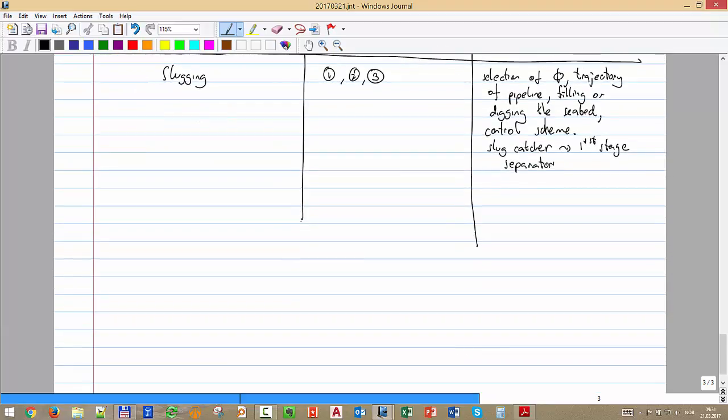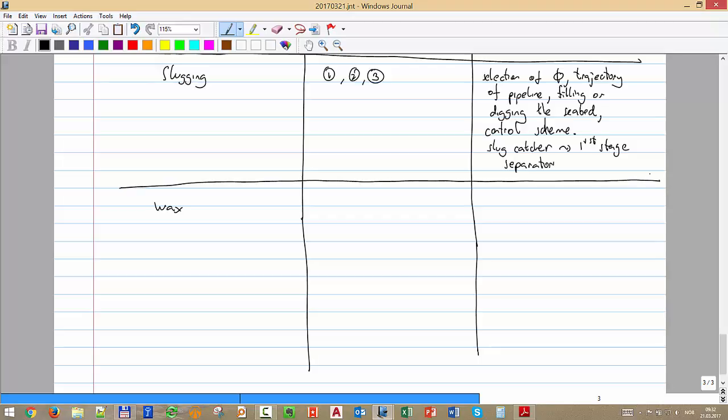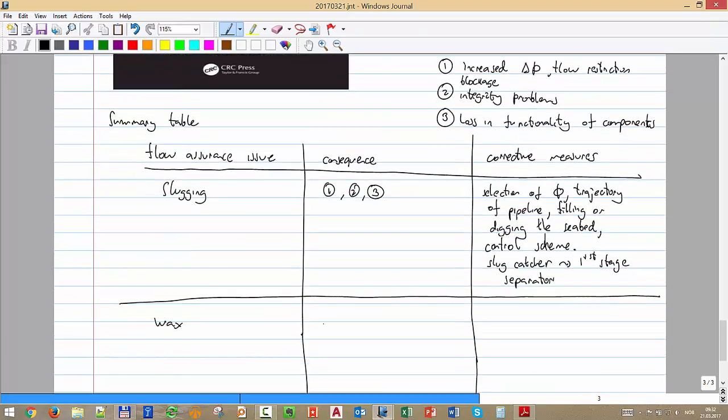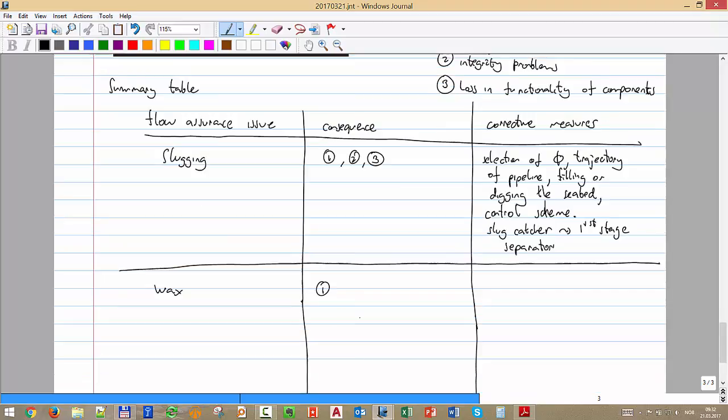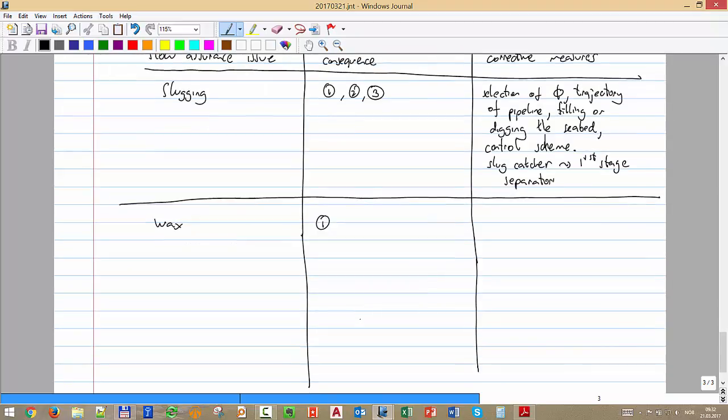Okay, then let's go down to the next issue, that is wax. And wax can typically cause number 1 and number 2, blockage, and also increased delta P, sorry, mainly number 1. And the corrective measures are going to affect the insulation design. If the distance is very short, it can also influence the heat tracing, whether I need heat tracing or not.